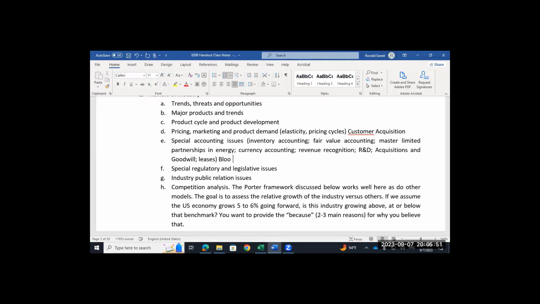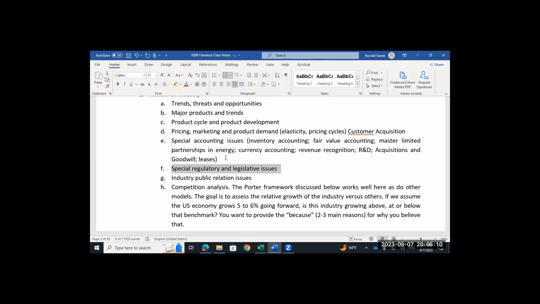Inventory accounting can be maybe important. Fair value accounting, really not an issue. That's a big deal for insurance companies and banks, but you're not doing insurance companies and banks. That can be an issue. So think about it. What is that issue?